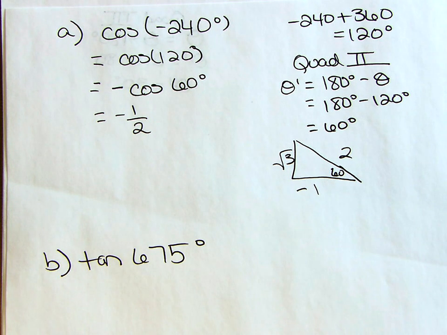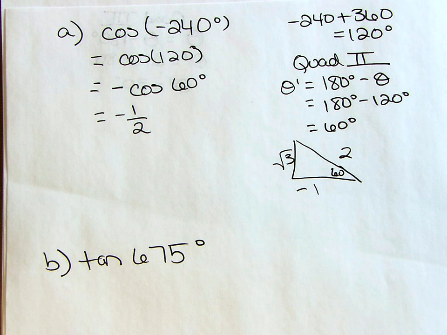Are there questions on that one? Are we seeing how we're using coterminal angles and these reference angles in order to determine the value for these obtuse angles? We have to find a lot of different angles just to find one value.